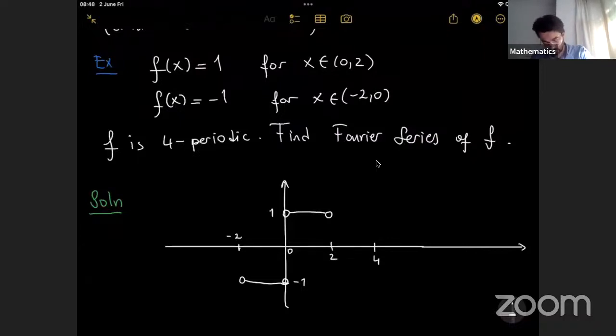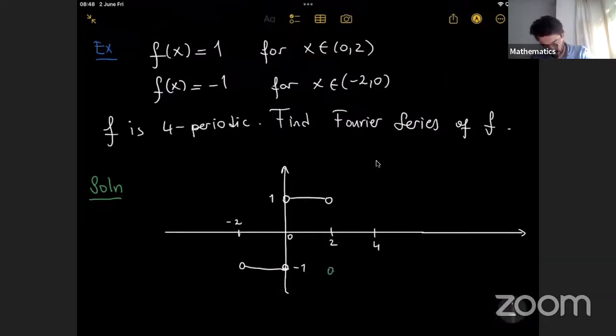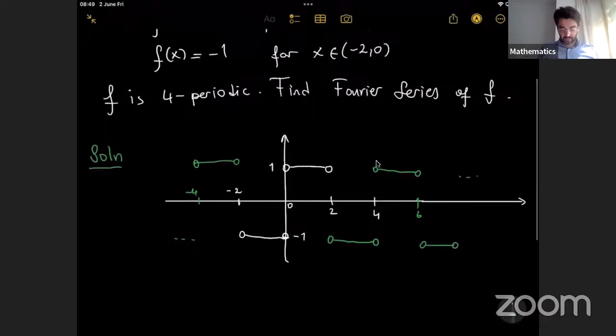So maybe let's draw it with a different picture, the extension to the set of all real numbers. It will be like this. Then from 4 to 6, it's going to be like this, and 6, and it goes like that, okay. And also this side, -4, for instance, it's like this, and so on. Okay, so this is our function, and we will find the Fourier series.